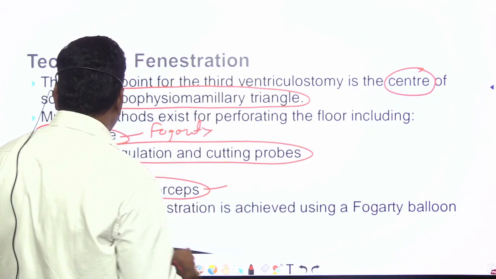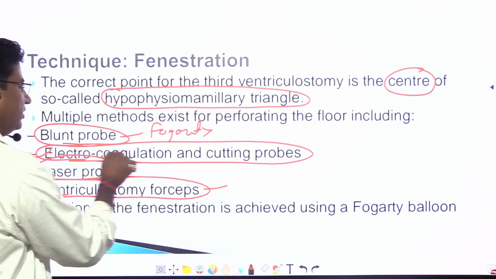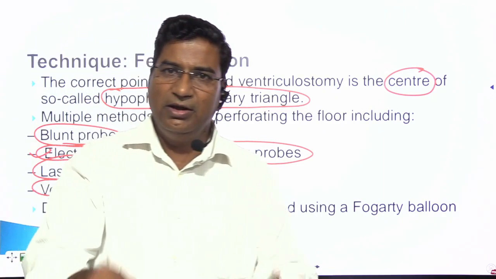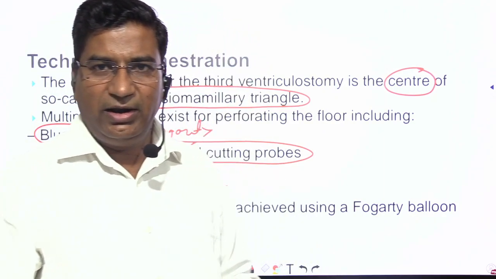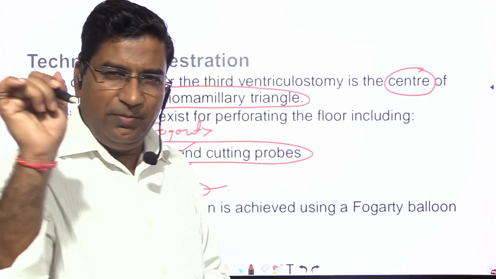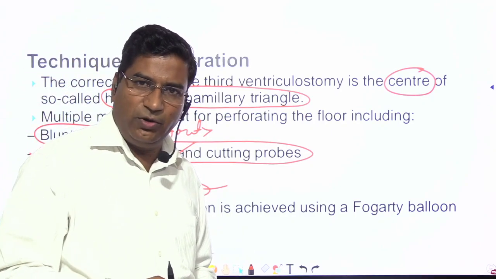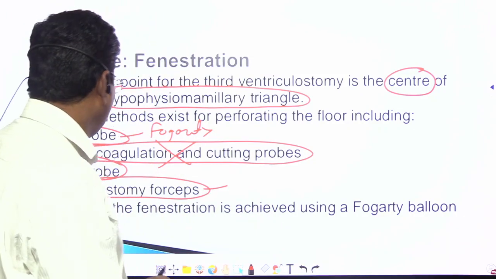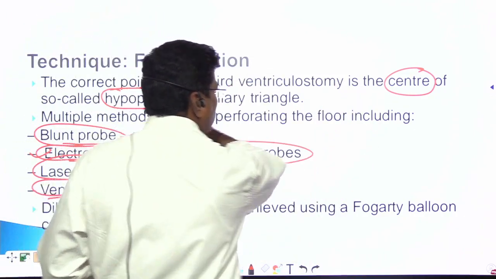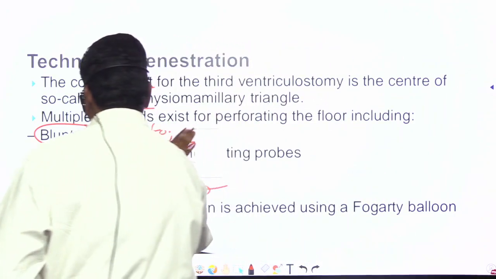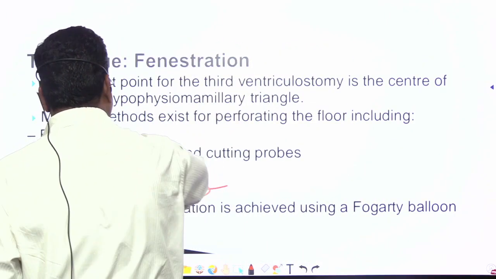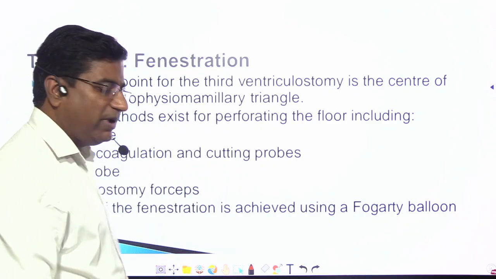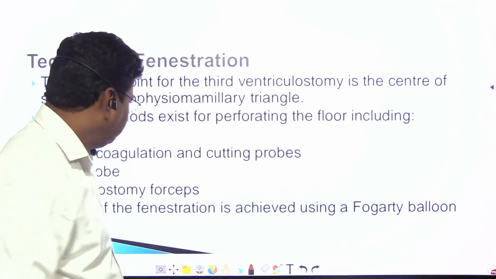So mostly you are either using ventriculostomy forceps or Fogarty catheter for fenestration. But never use electrocoagulation, as you are not aware about the structure below third ventricle, and if you fenestrate it, it may tear the basilar artery or perforator, or there is troublesome bleeding, and you may have to abandon the procedure. So you do not go for electrocoagulation, but you go for the Fogarty blunt fenestration, or the ventriculostomy forceps.